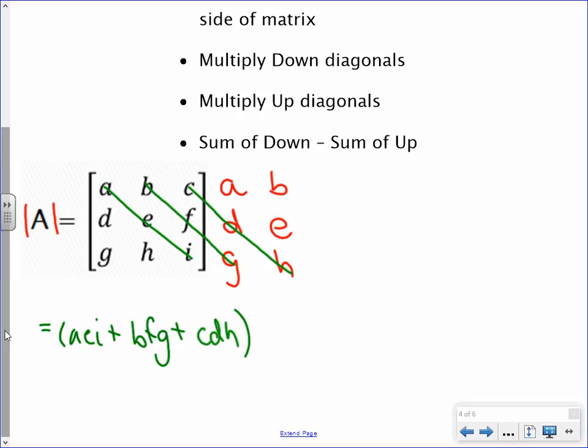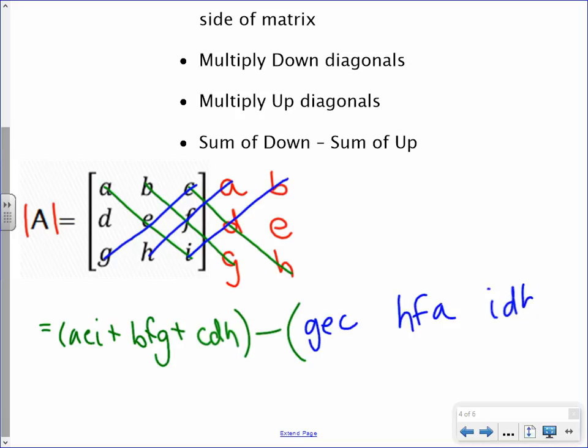Then you're going to subtract the sum of all of our up diagonals. So what I mean by up diagonals is this. We'll do blue. G times E times C. H times F times A. I times D times B. And those numbers get added together. So we'll end up with a number, right? We have to do a little bit of work to get there. This is not something you want to do in your head.